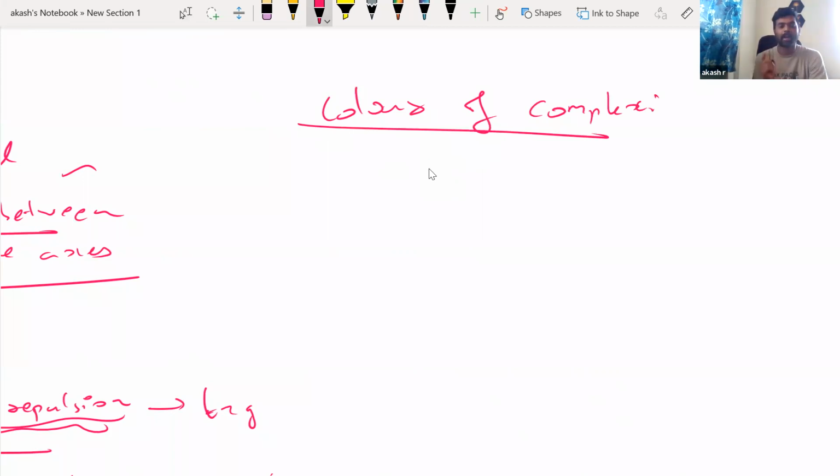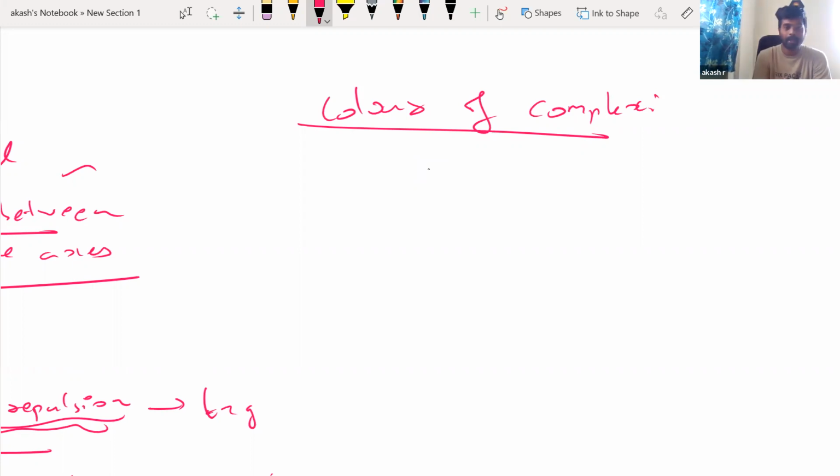Now, do you have this in your syllabus? How do you establish whether a particular compound is colored or not? I think it should be there. Anyways, we'll see this. Only the application part and the isomerism are deleted.